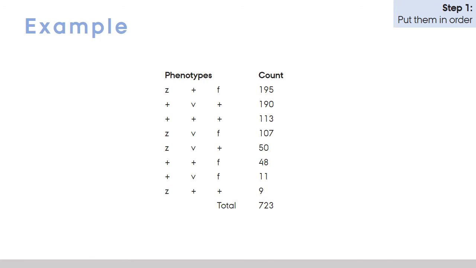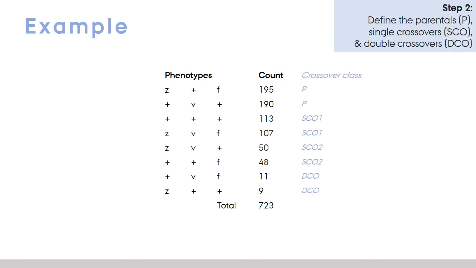I'm going to be telling you in steps. Here in the right corner is going to say the step. Step 1, put them into order. Make your life easy. Why is that nice? It's nice for step 2. Step 2, define the parentals, the single crossovers, and the double crossovers. The parentals are the ones with the highest frequencies, so that's the top 2. The double crossovers are the ones with the lowest frequencies, the bottom 2. And single crossovers are anything in between.